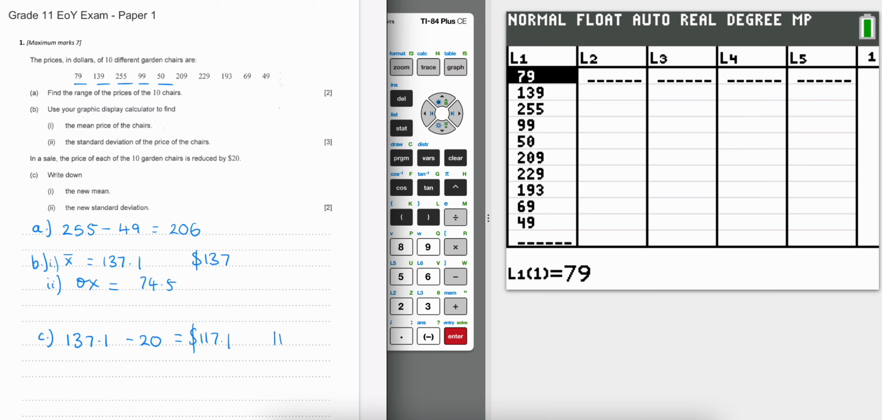So 117. And for the second part, you needed to find the new standard deviation. Now, the standard deviation won't change. If they've all reduced by the same amount, there is no bigger spread. It is exactly the same. So the spread of the data is the same, and therefore it is still 74.5 to three significant figures. So there is no change on that one at all.